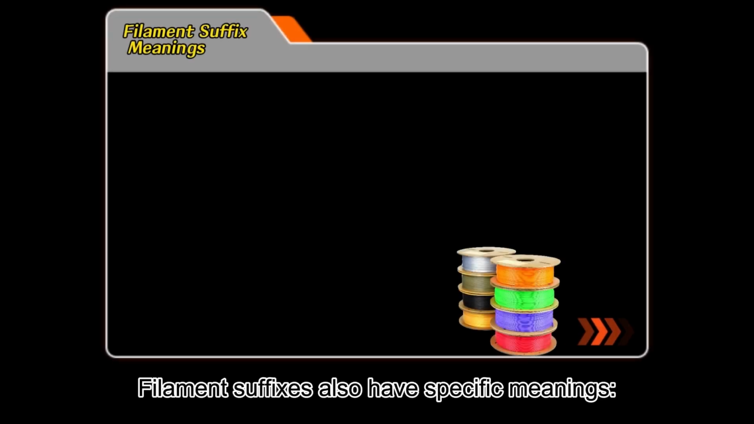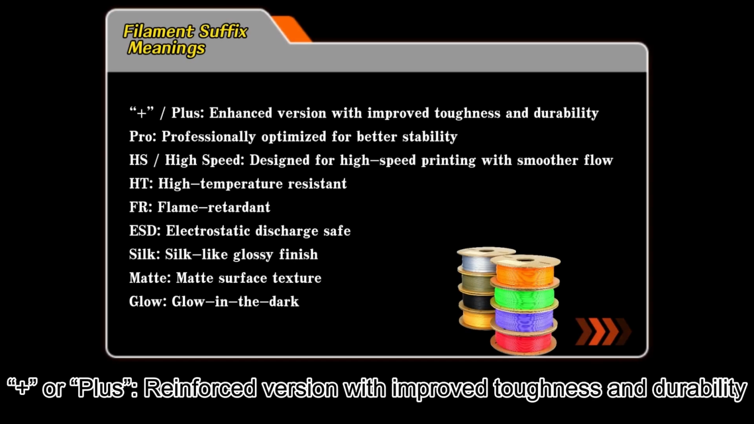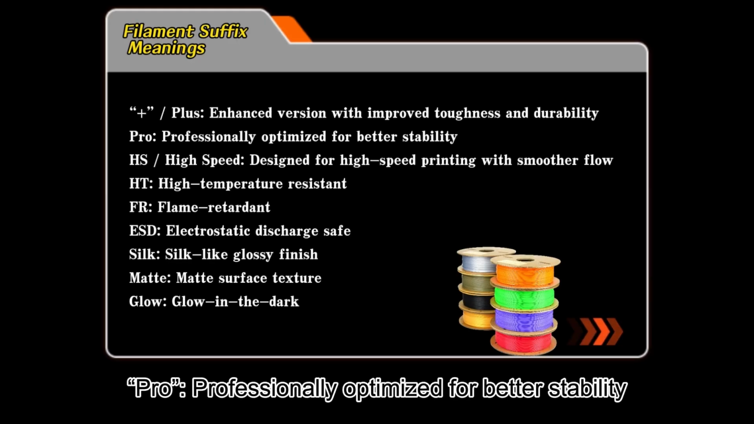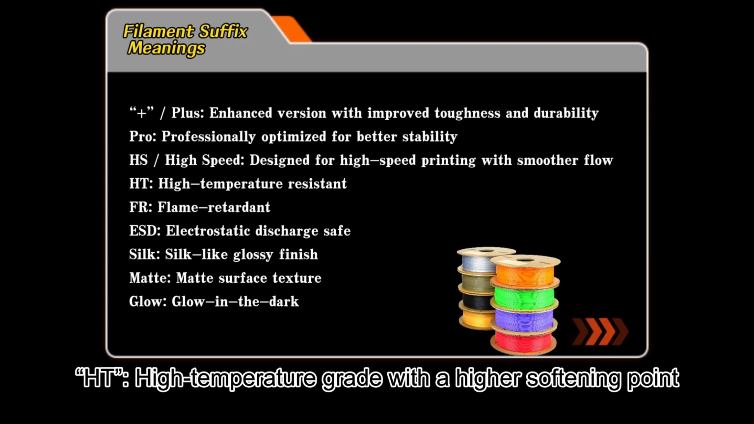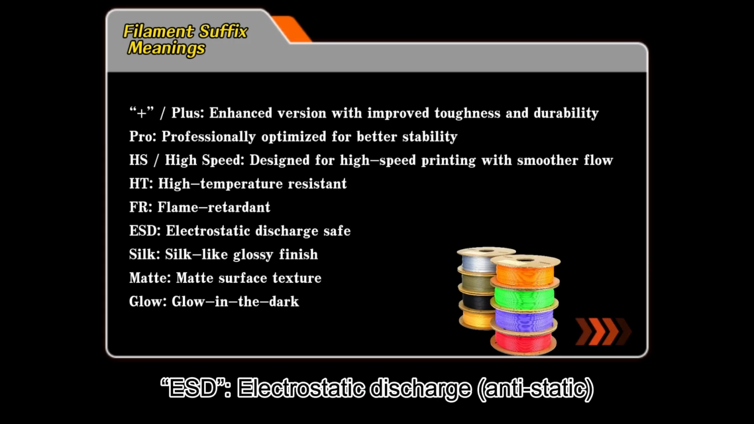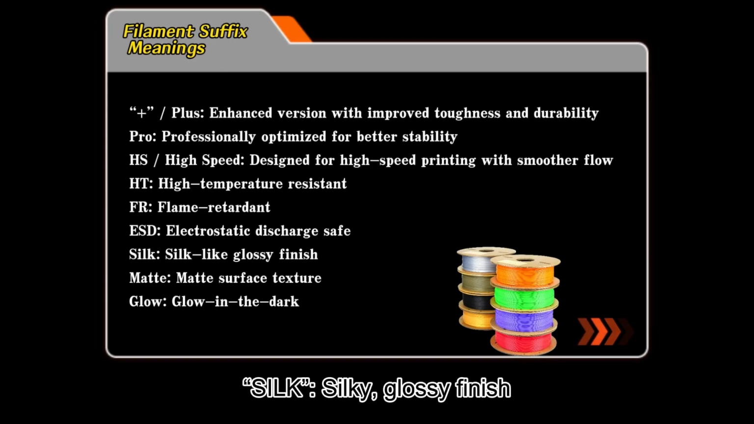Filament suffixes also have specific meanings. Plus or +, reinforced version with improved toughness and durability. Pro, professionally optimized for better stability. H is designed for high-speed printing with smooth flow. HT, high temperature grade with a higher softening point. FR, flame retardant. ESD, electrostatic discharge, anti-static. Silk, silky, glossy finish. Matte, matte finish. Glow, glow in the dark.